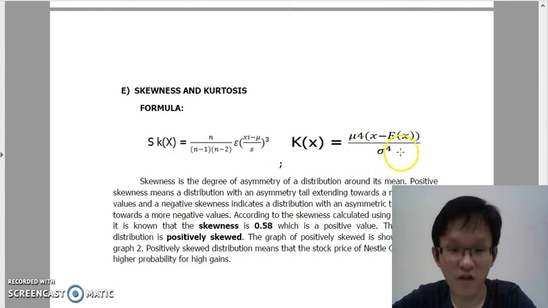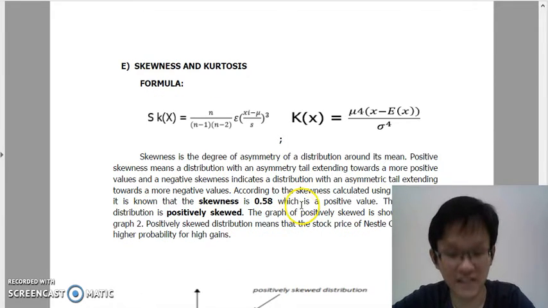Furthermore, we have also involved both skewness and kurtosis in our calculation. By substituting the value into the skewness formula, we can obtain 0.58, and this positive value shows positively skewed. And eventually, this positively skewed means that the stock price of Nestle company has a higher probability for higher gains.